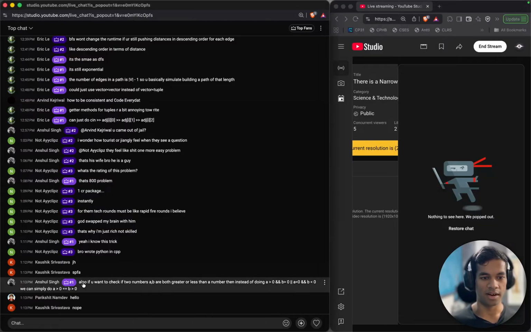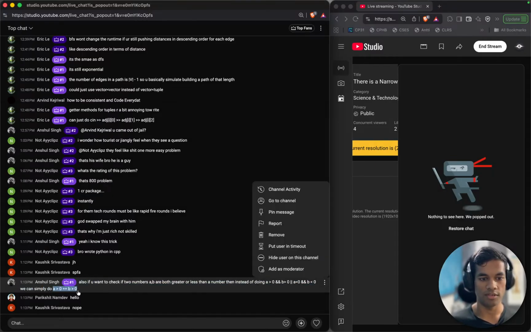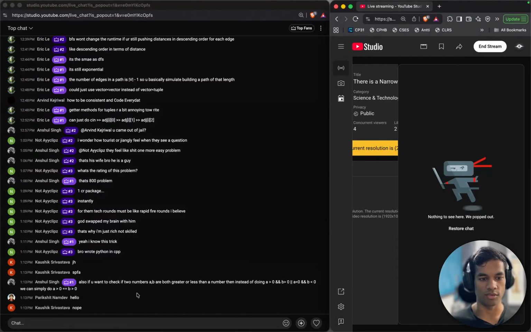Also, if you want to check if two numbers A, B are both greater than or both less than a third number, then instead of doing A greater than 0 and B greater than 0, or A lower than 0 and B lower than 0, we can simply do this. Yes, that is true. Both of these things are true at the same time, and both of them are greater than 0. That is true.